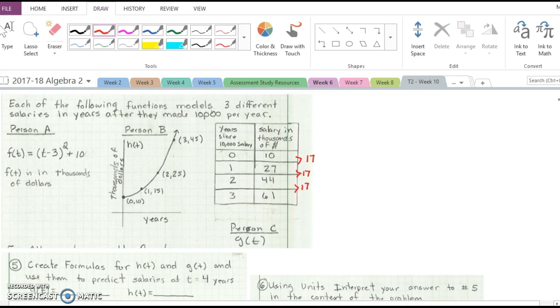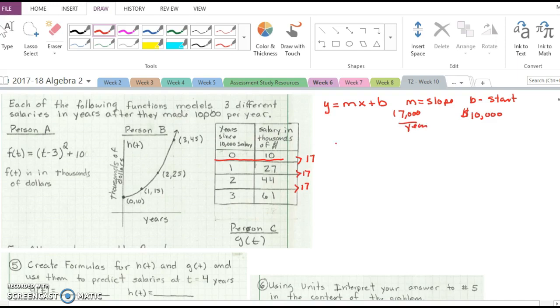So I could say normally y equals mx plus b. M is my slope, and b is my y-intercept or my starting value. So I can see that starting value at time 0, 0 years, that's going to be $10,000. And my slope was up 17,000 per year.